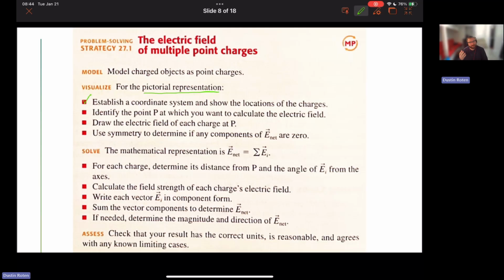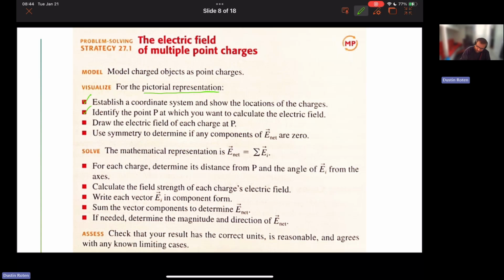Okay, sort of sounds like Physics 1 all over again. You pick your coordinate system that's going to help you. You label it, know where your charges are in this case. Now you need to identify the point P at which you want to calculate the electric field. Okay, that makes sense. If you're interested in the electric field at some point, you can label it with P.